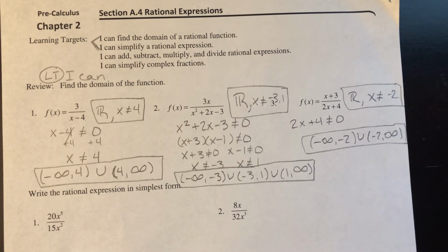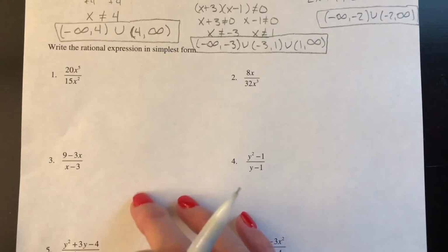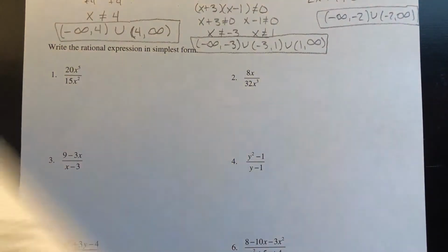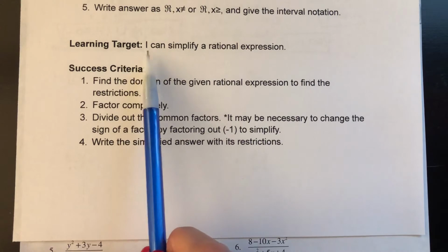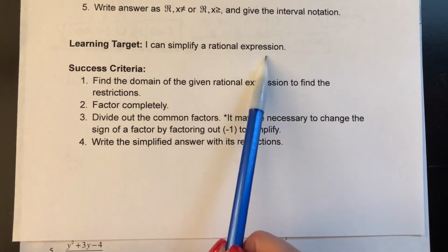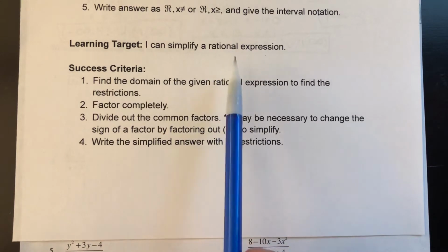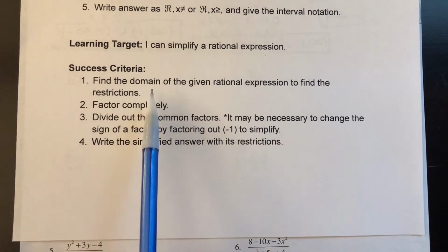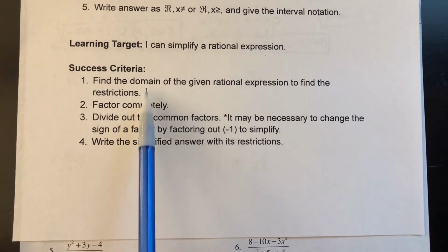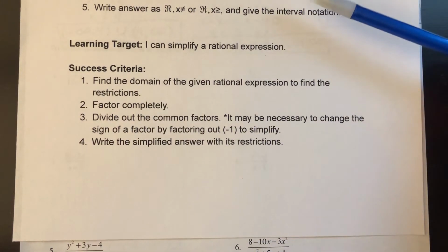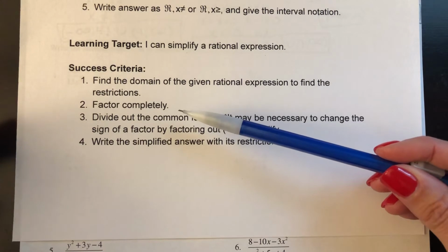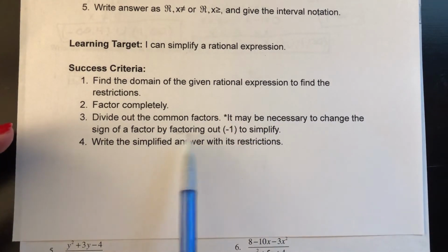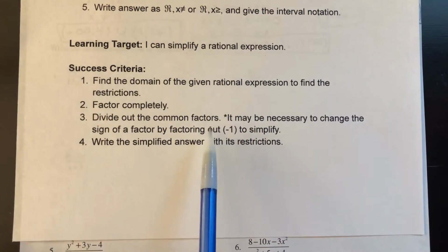Let's go on to simplifying these rational expressions. So this next section, so let's get back out our success criteria. So now we're down here at the learning target. I can simplify a rational expression. So to simplify these, first we need to state the domain. The domain needs to be given when we're simplifying. So we would use the success criteria above here to find step 1, the domain. And then we factor completely. We reduce it by dividing out the common factors, making it as small as possible.